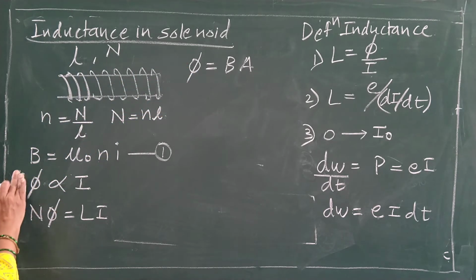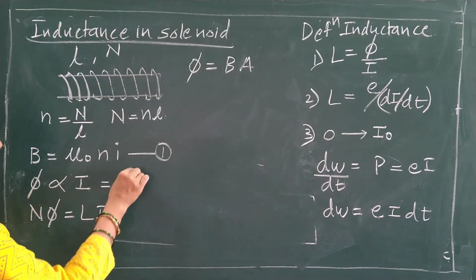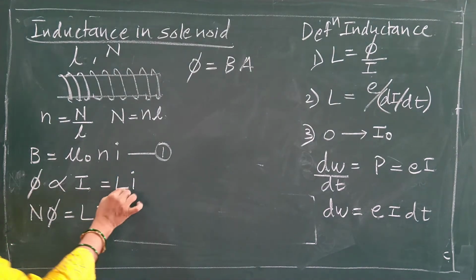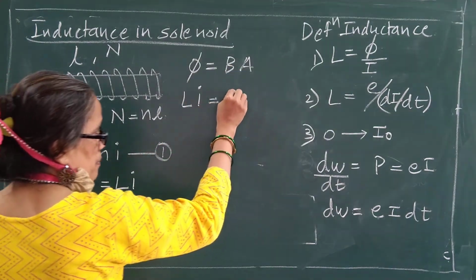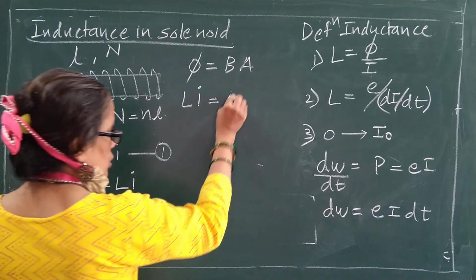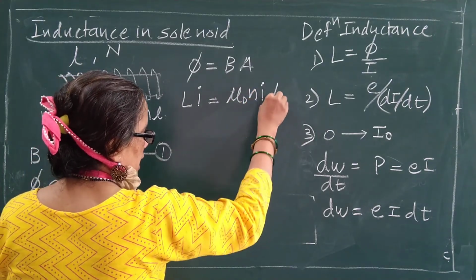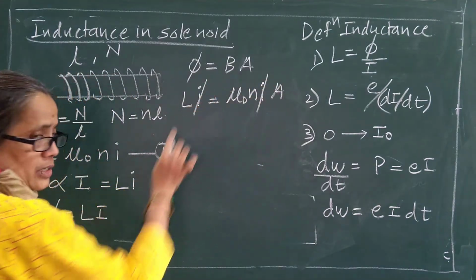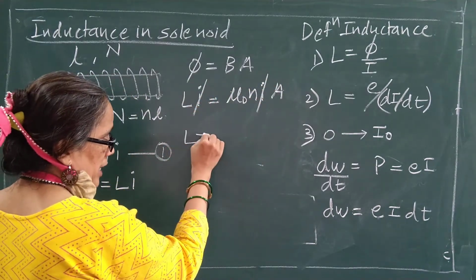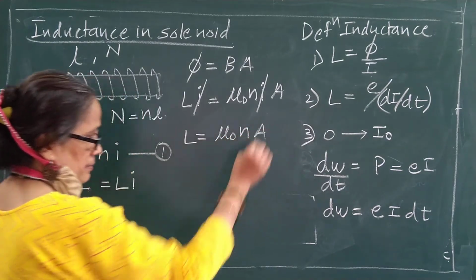This phi is directly proportional, which is equal to L into I. So that L I I can substitute here, which is equal to B. B is this magnetic induction, which is nothing but mu0 n I, and A is nothing but the area. So from both sides this current factor will get cancelled. I am getting L is equal to mu0 n A.